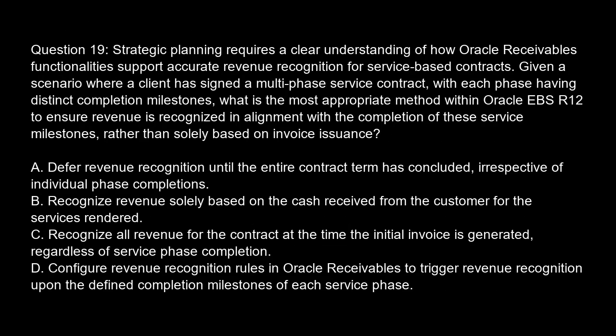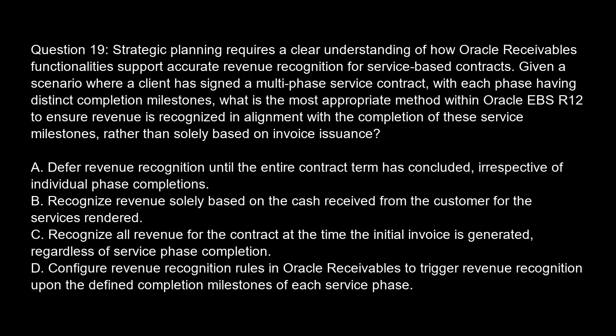Question 19. Strategic planning requires a clear understanding of how Oracle Receivables functionalities support accurate revenue recognition for service-based contracts. Given a scenario where a client has signed a multi-phase service contract, with each phase having distinct completion milestones, what is the most appropriate method within Oracle EBS R12 to ensure revenue is recognized in alignment with the completion of these service milestones, rather than solely based on invoice issuance?